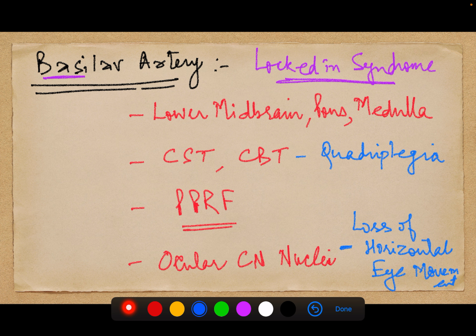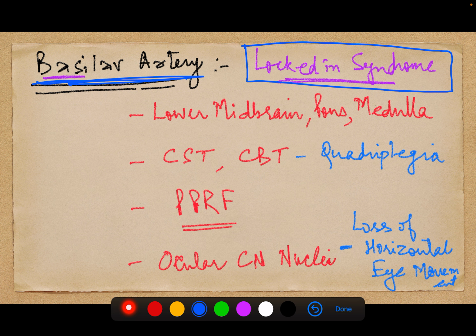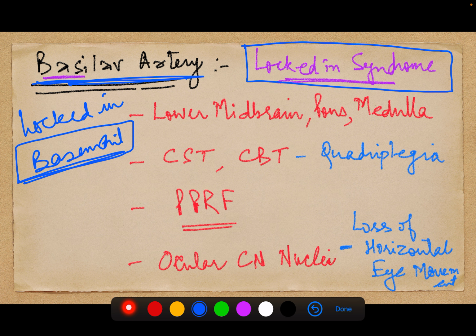Now, one more artery, that is the basilar artery. If there is a lesion of the basilar artery, the person will suffer from locked-in syndrome. So the mnemonic for this one is locked in. The person who suffers from a basilar artery lesion has been locked in the basement, right? Just imagine a person who has been locked in the basement. That person will be looking upward for any kind of help that's coming from the upper floor.